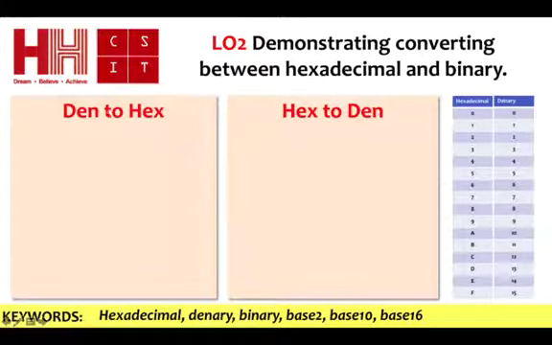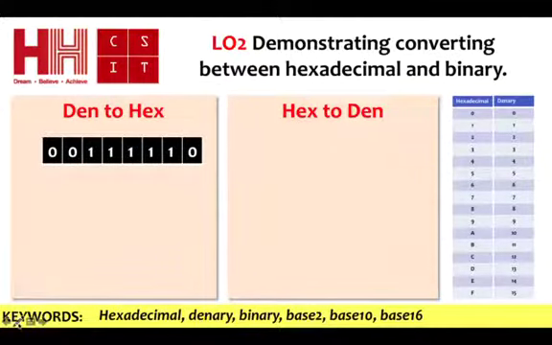Now this is what I'd like you to do. I'm going to teach you how to convert from denary to hexadecimal, and then I'm going to teach you how to convert from hexadecimal to denary. So this is a hexadecimal. Let me see if I can work this out. Now we have 1, 2, 4, 8, 16, 32, 64, 128.